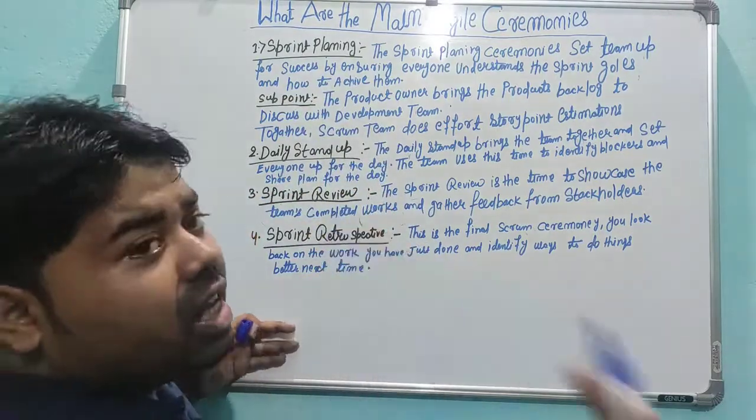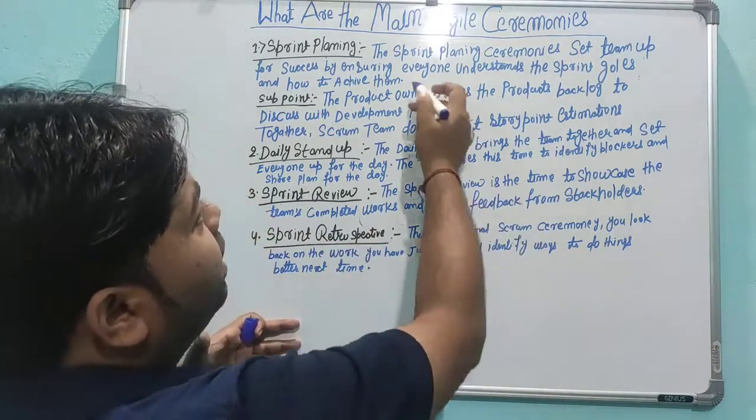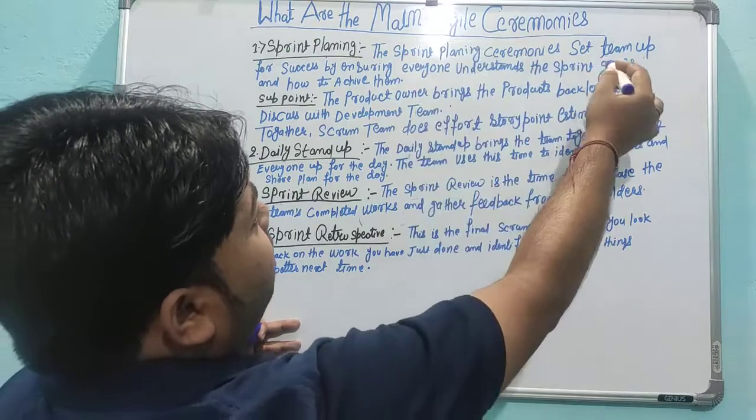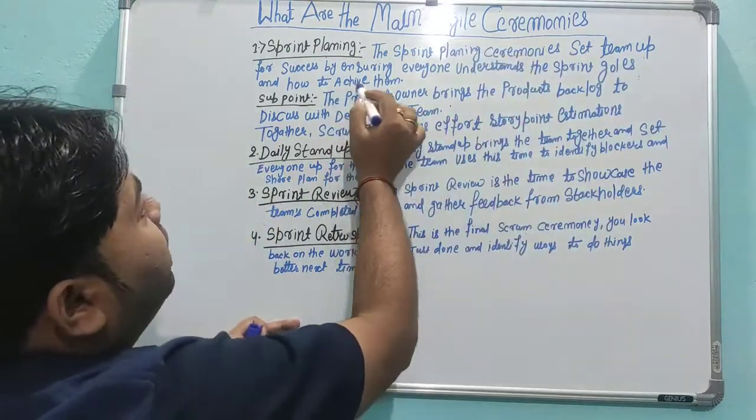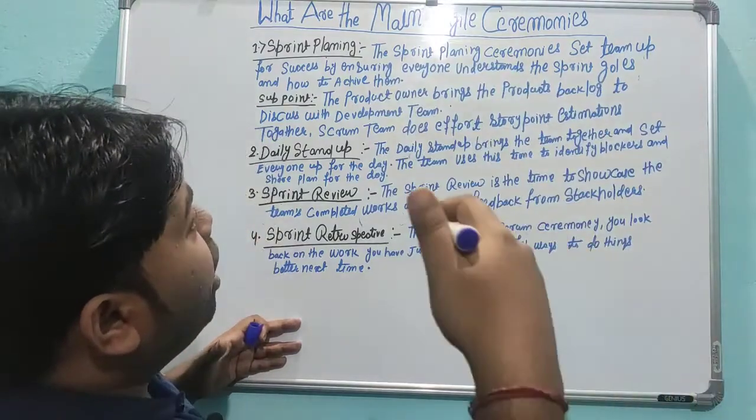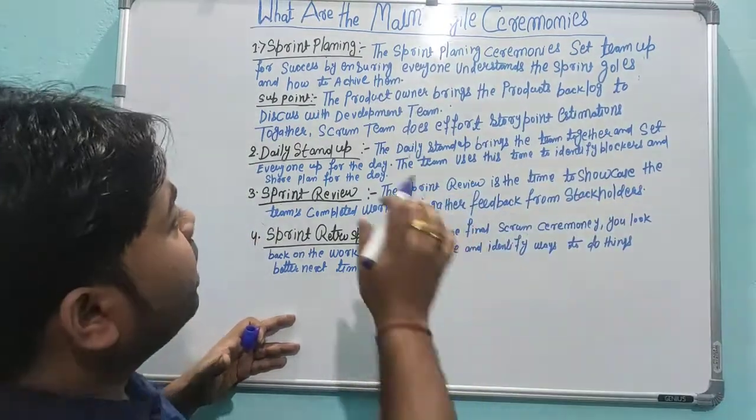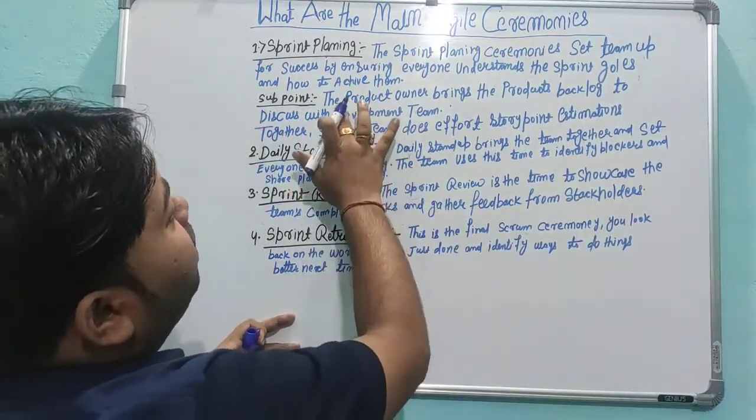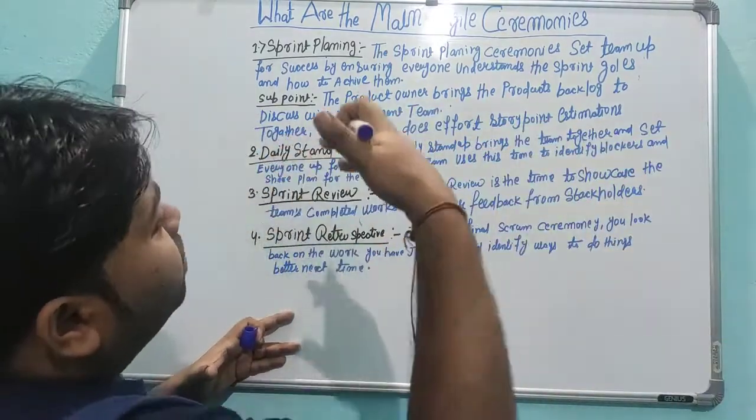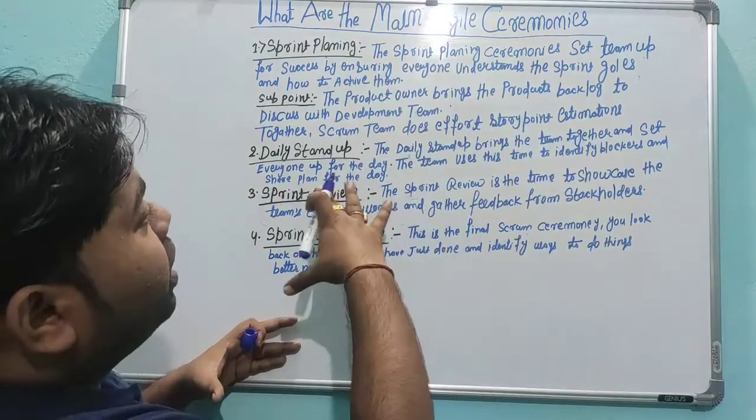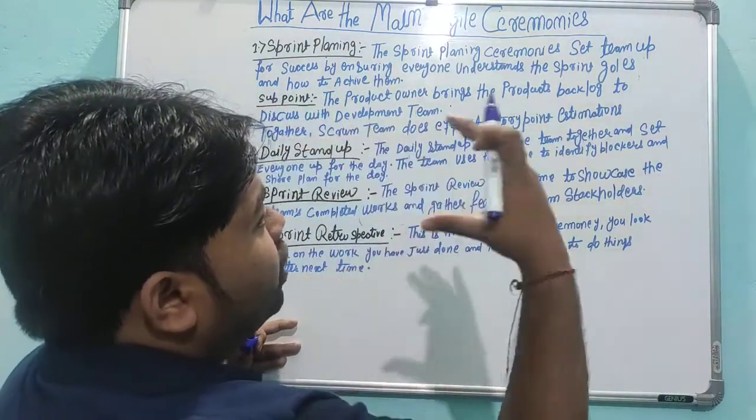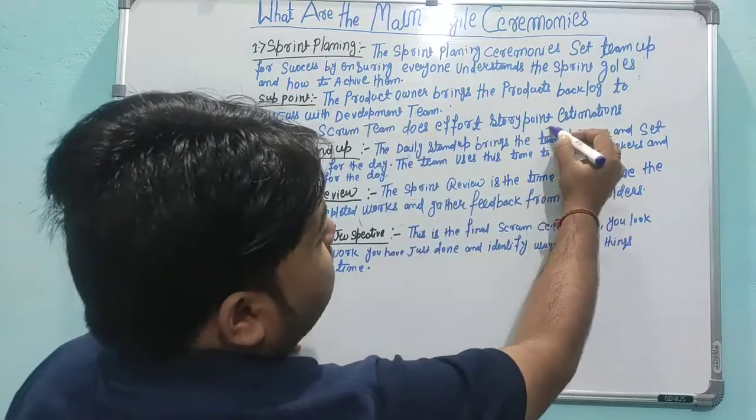Okay, so what is the sprint planning? Sprint planning means the sprint planning ceremony sets a team up for success by ensuring everyone understands the sprint goals and how to achieve them. Okay, the sub point is the product owner brings the product backlog to discuss with the development team, and together a scrum team does effort estimation as story points.